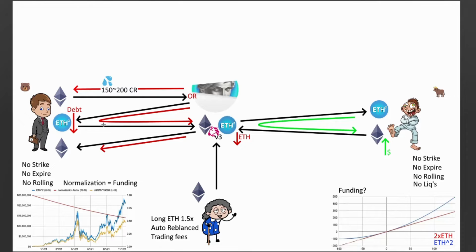Now, this action of selling this SQUEETH, this ETH squared token, into the market here lowers the price of this versus ETH, right? And makes it more attractive for longers to come in and lever up some more, right?